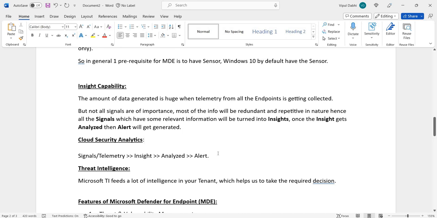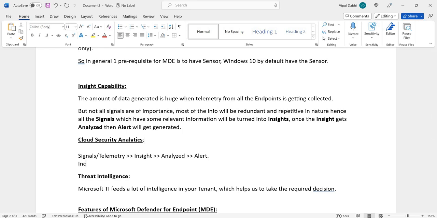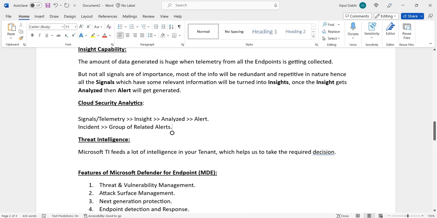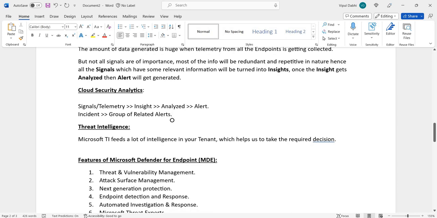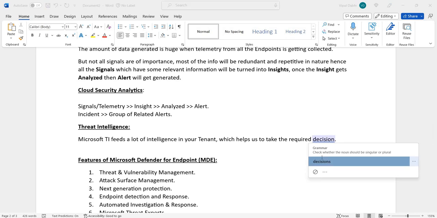We have something called an incident as well. An incident is nothing but a group of alerts. The smallest unit is the event, right? So that's the hierarchy. We'll try to understand this hierarchy as we move forward in our course. That is the important stuff.